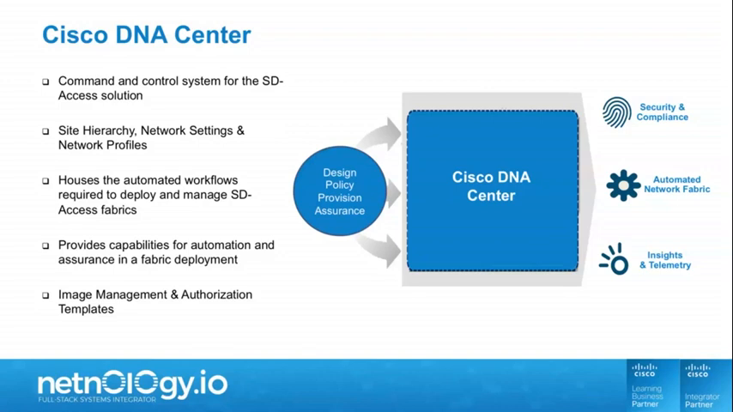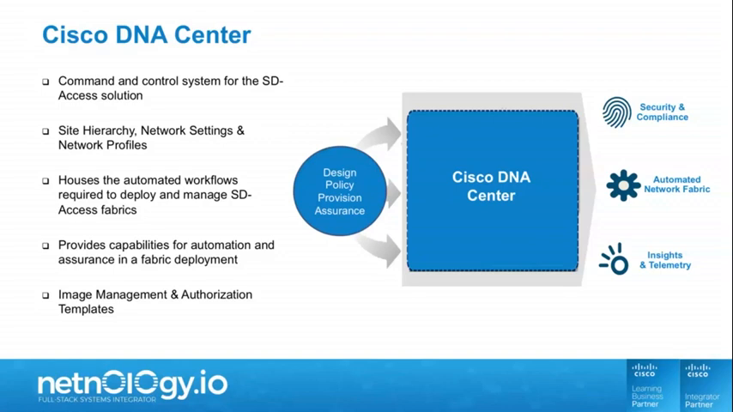The second component, automated network fabric. DNA builds the fabric. As I said before, all these components are individual components. They don't mean anything unless DNA brings them together. That is the beauty of Cisco DNA. It brings everything together. DNA is the main component that is bringing everything together.